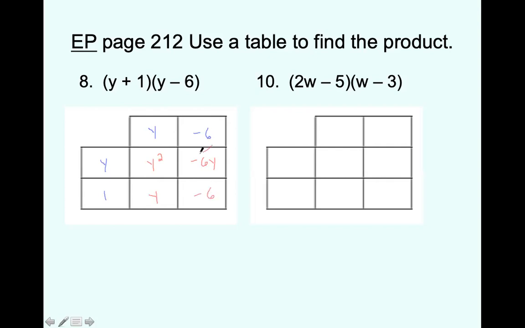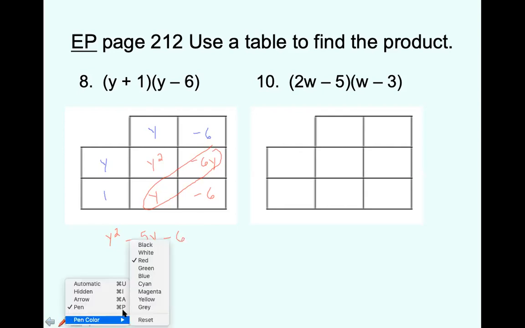Now you'll notice these terms here on this diagonal are like terms. So I can write down my y squared from here. I have my y plus my negative 6y is negative 5y. And then I have my negative 6, right? So some of you may want to try that. You might find that easier. Let's look at another example.